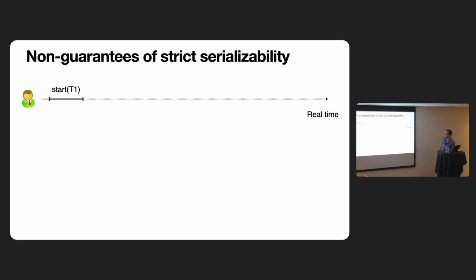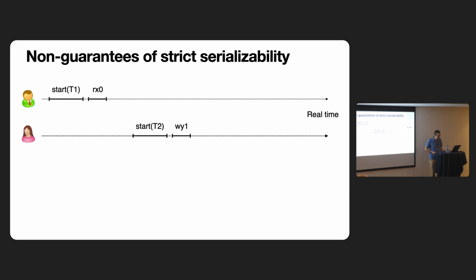So let's take this example. Let's say we have one client who started a transaction T1, and then maybe read an object X. Let's say he gets the zero value, the default value. Then the client falls asleep, right? So this is an interactive transaction, so the control flow returned to the client, and the client went and tried to do something else. And then there is another client that also starts another transaction, T2, writes to some object, say Y, and then commits, right?